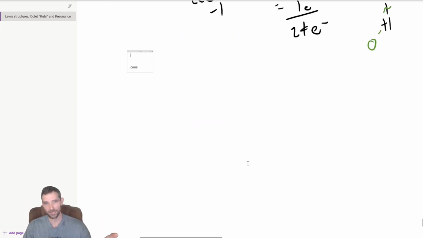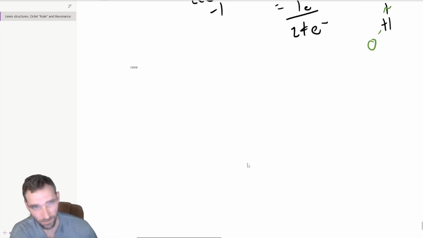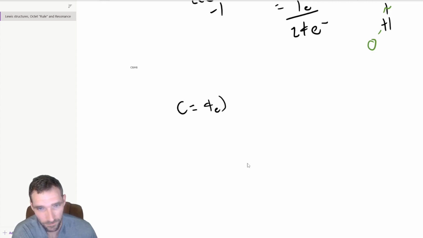If we're looking at C6H6, this is a kind of special chemical. We'll go into detail as to why, but the carbons each contribute 4 electrons. We have 6 of those, so that should be 24 electrons from there. The hydrogen is each 1 electron.